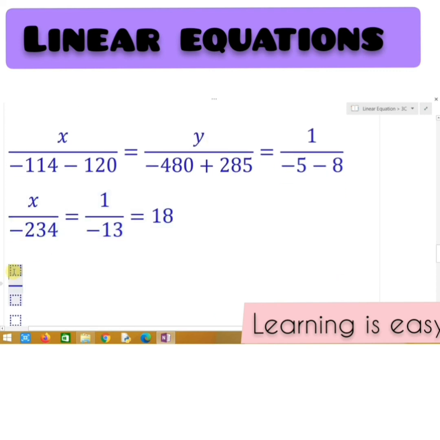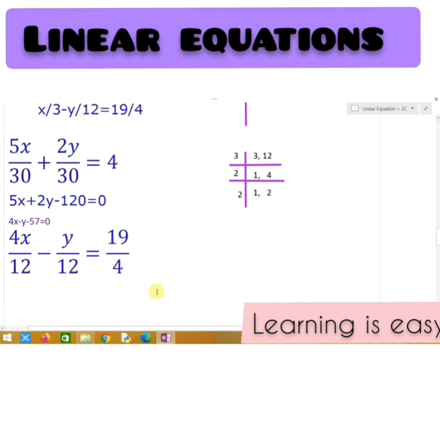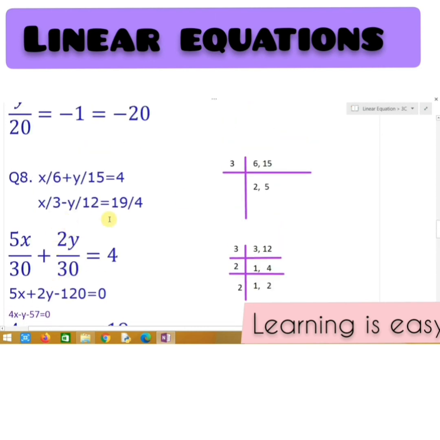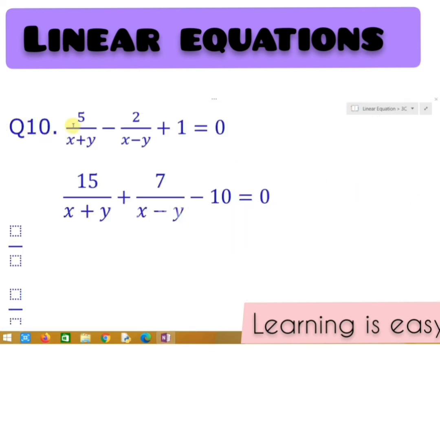Equating y and the constant, 480 minus 285, and it is a negative, minus 195 equal to 1 by minus 13. So by bringing 195 to the numerator, y is 15. X is 18, y is 15. So LCM is the only difference, after which we are simplifying the equation the normal way.